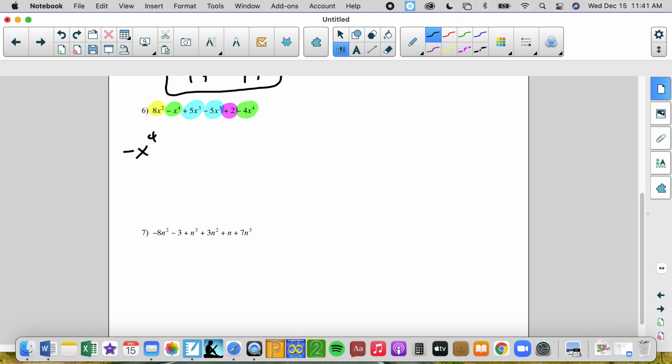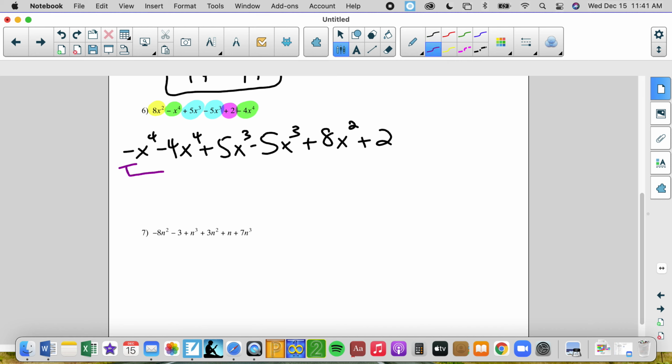So we have negative x to the fourth minus 4x to the fourth. We have 5x to the third minus 5x to the third. We have an 8x squared that doesn't have a partner, and then we have the constant. So I'm looking at the coefficients. Negative 1 and negative 4 makes negative 5x to the fourth.